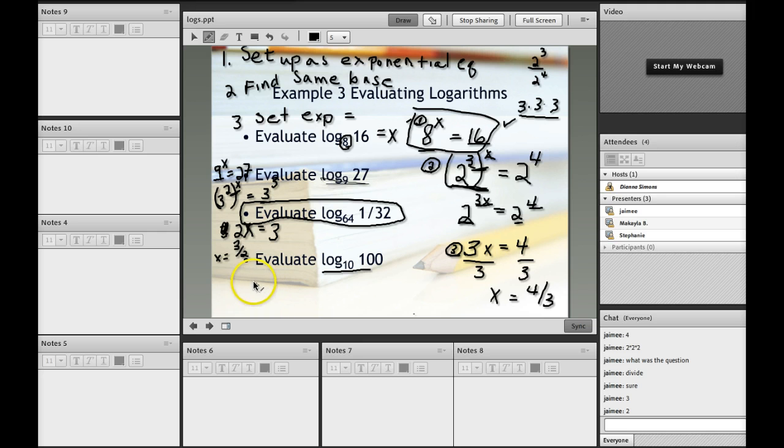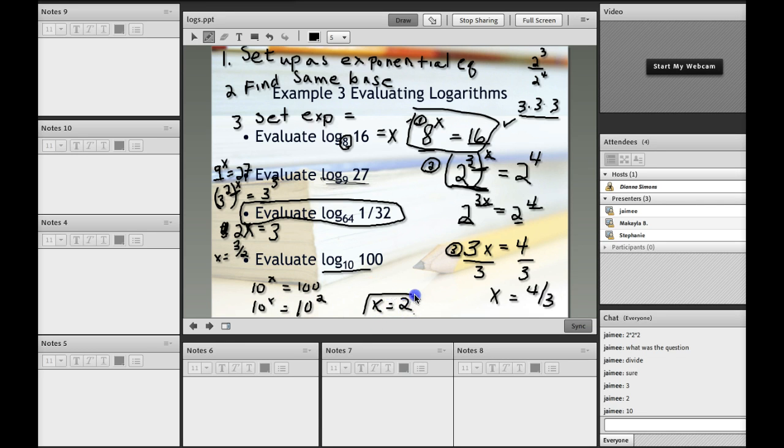Okay, so it'd be 10 to the x equals 100. Yep. And then what goes into 10? Well, 10, right? Good. So 10 to the x is equal to how many times? 10 times 10, right? So 2. And then make the exponents equal.